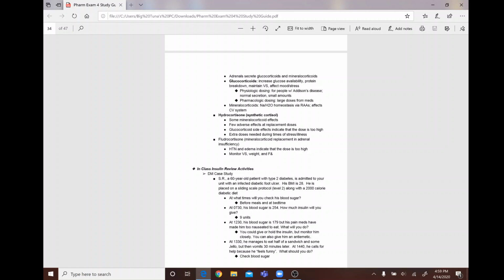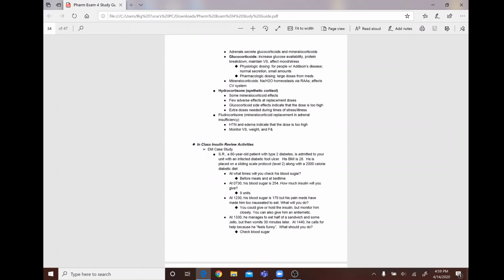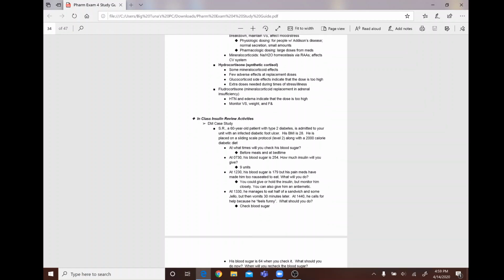Some mineralocorticoid effects, few adverse effects at replacement doses. Glucocorticoid side effects indicate that the dose is too high. Extra doses are needed during times of stress and illness. Tell me about fludrocortisone, which is a mineralocorticoid replacement in adrenal insufficiency. Hypertension and edema indicate that the dose is too high. Monitor vital signs, weight, and fluids and electrolytes.